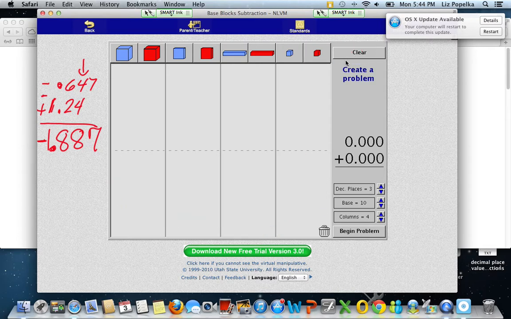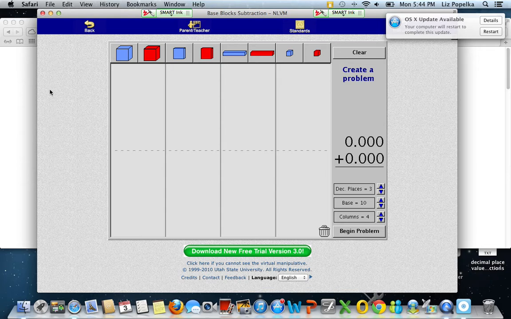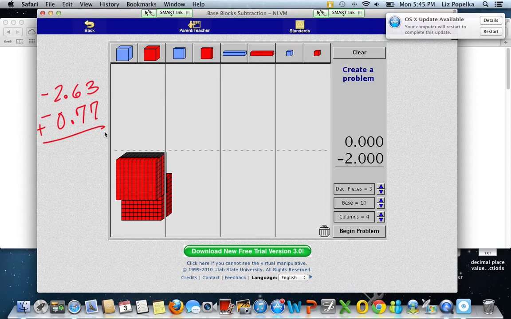Let's do one more of adding two negatives together. So I've got a negative 2.63, and I'm going to add a negative 0.77. So my first number, negative 2.63. So I need to put two wholes that are negatives. So there's my negative 2.